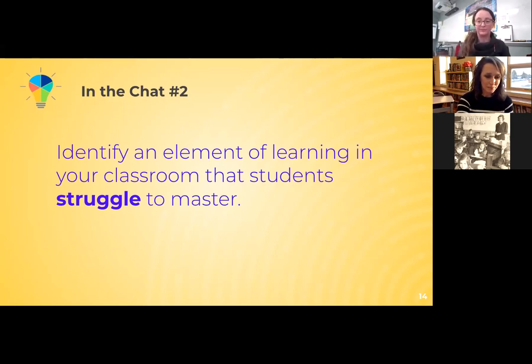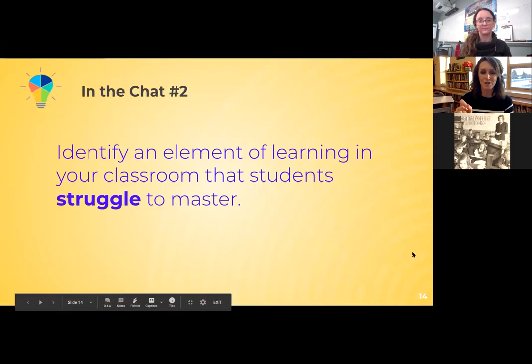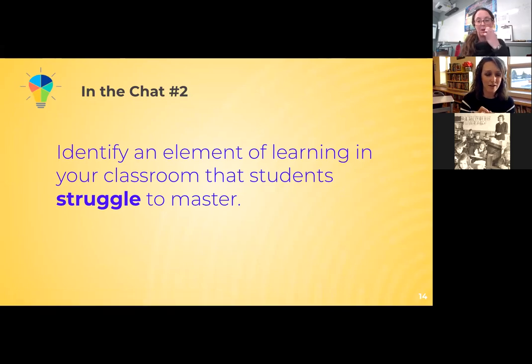Great. Seeing some time management, revision, focus, analyzing challenging texts, revision, writing complete sentences, student agency, collaboration, being prepared, fully explaining quotations and literary analyses, revision, self-assessment, work completion, multi-step directions. There is an element of learning in our classrooms every year that is a struggle for students to master. And so Ashley and I ask you to take this idea that you've shared with us either in the chat or even the idea of how you would respond to this chat. Tuck this away in your mind.